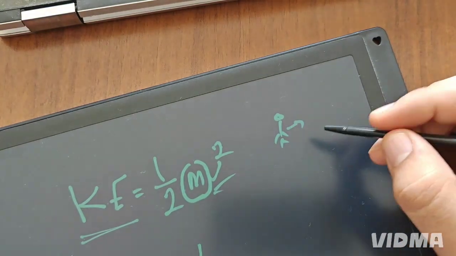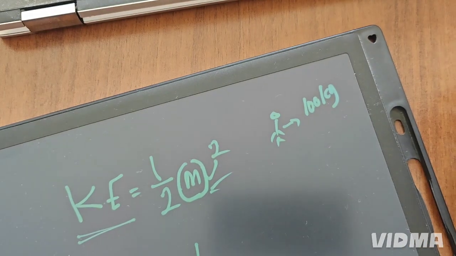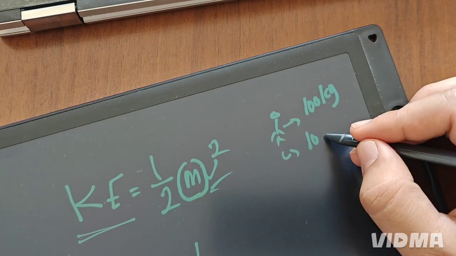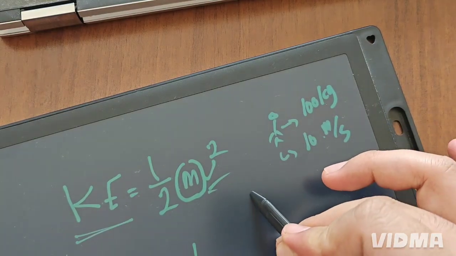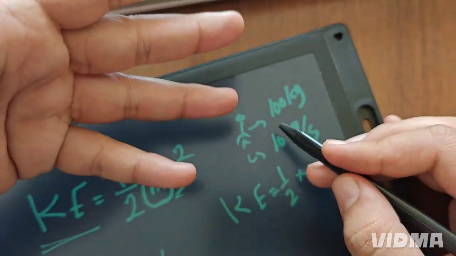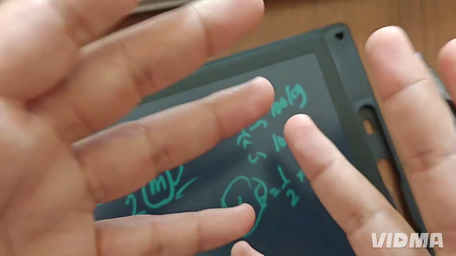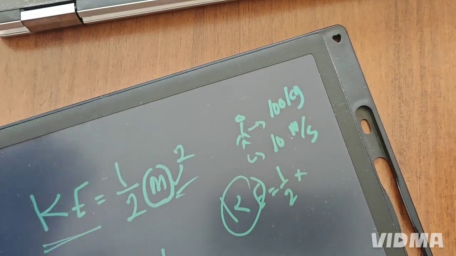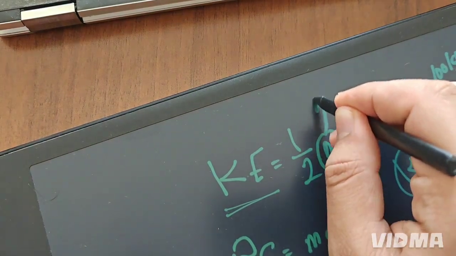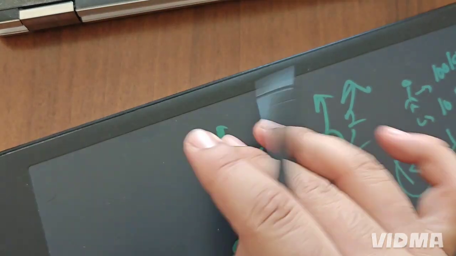If the mass of this boy, for example, is 100 kilograms, and the velocity of this boy, for example, is 10 meters per second, we can find the kinetic energy, because 1 over 2 is constant. We have the mass of the object and the velocity too, so we can find the kinetic energy of this boy, or any object. So kinetic energy depends on the mass and the velocity. If any object has more mass, it has more kinetic energy, or if any object has more velocity, it has more kinetic energy.